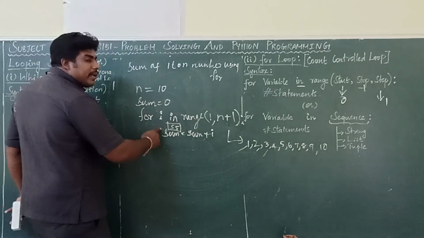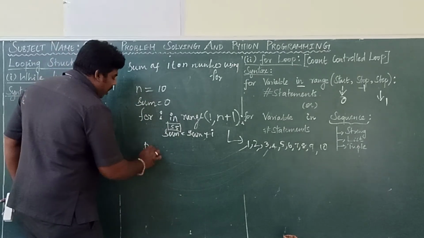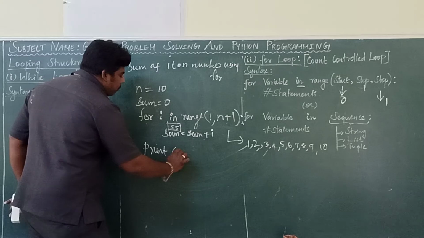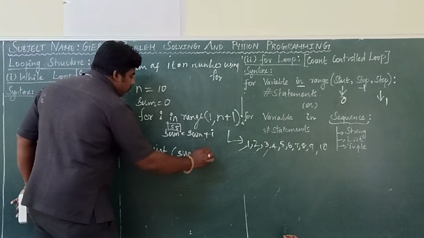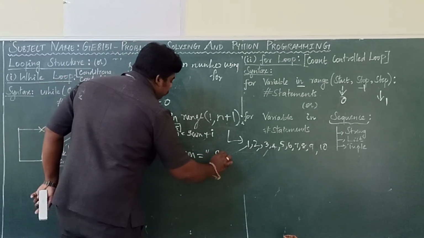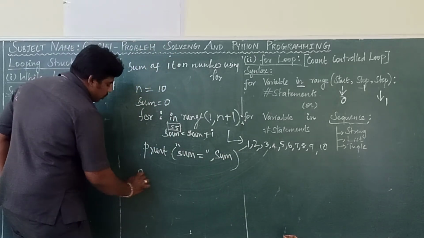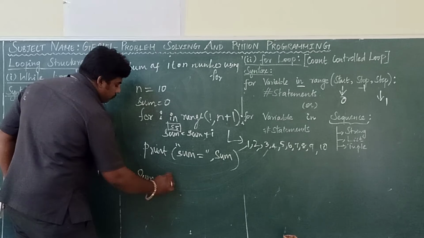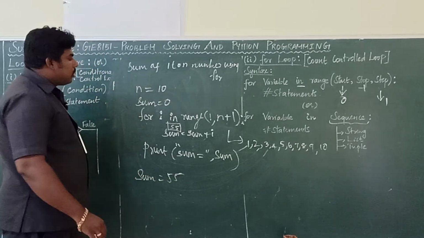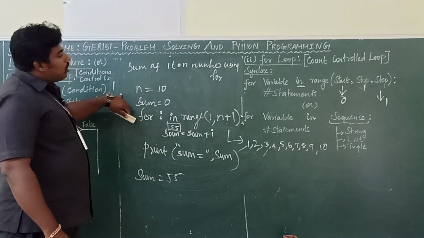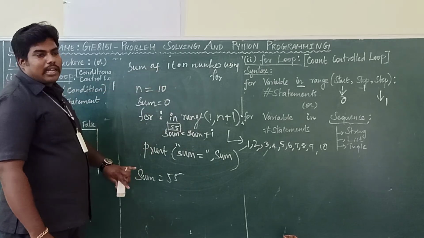Okay. Now I want to print the answer. So outside the for loop I am just printing print sum equal to sum. So you will get the output sum equal to 55. This is the for loop by using the range function.